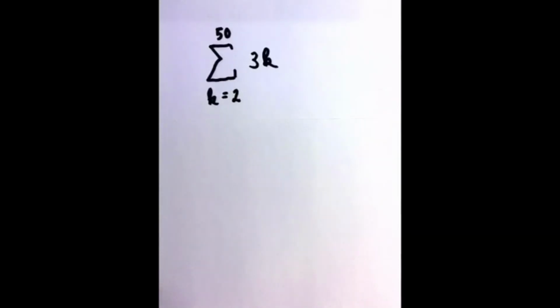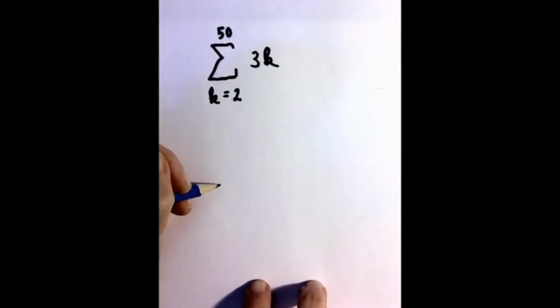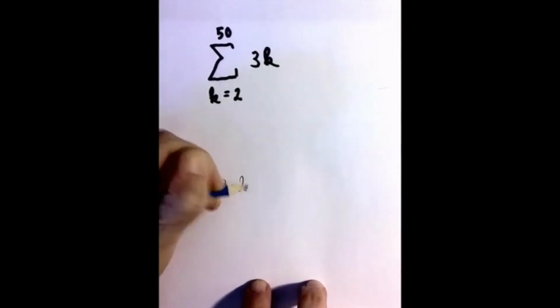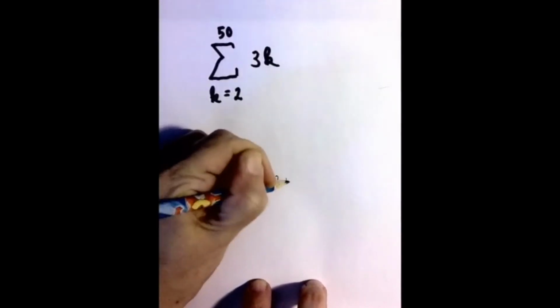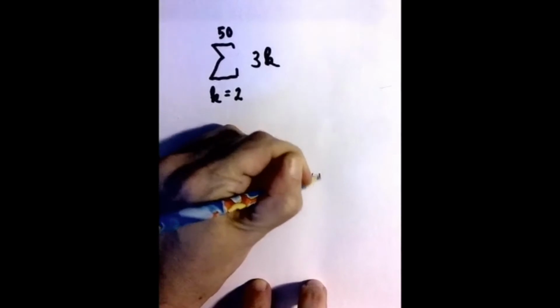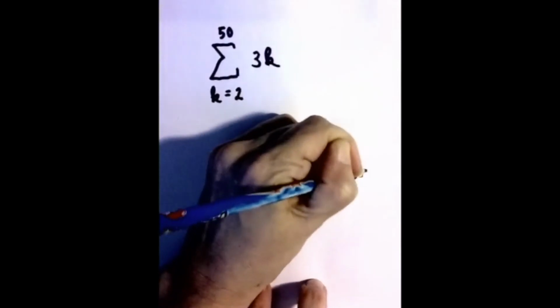This is our next example. The expression is fairly simple, 3 times k, and the first value of k is 2, the last value of k is 50. We will solve this problem too. Let's see, 3 times 2 plus 3 times 3 plus 3 times 4, all the way till k is 50. That's the last one, 3 times 50.